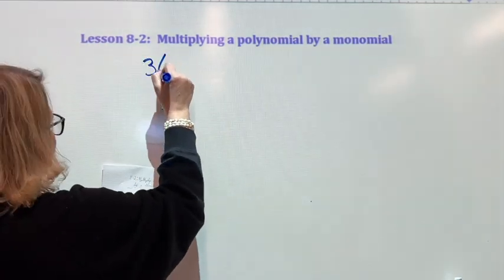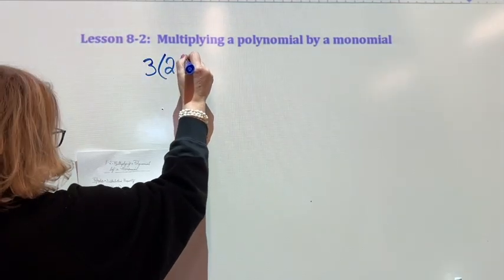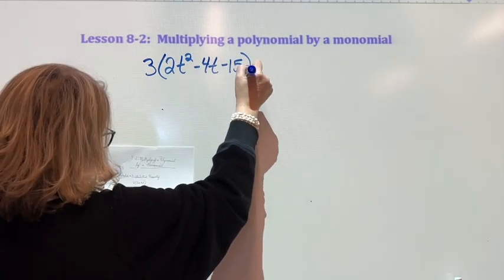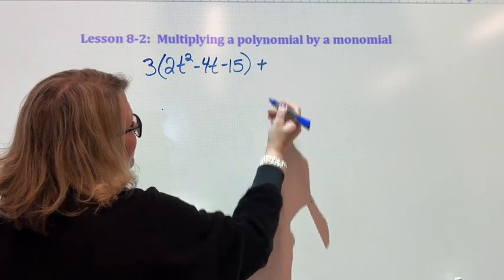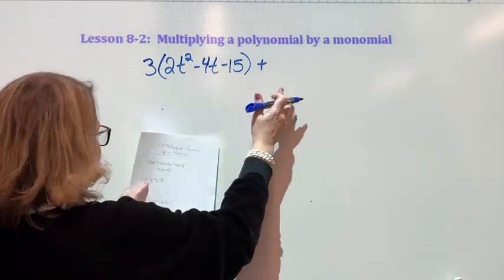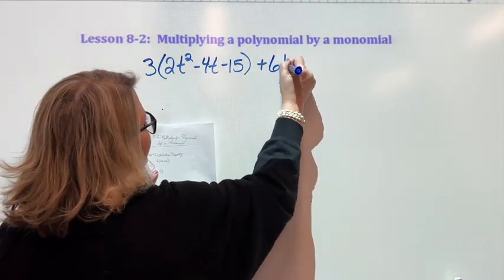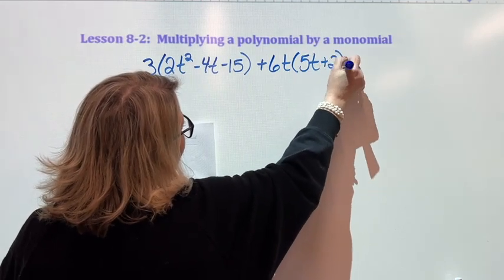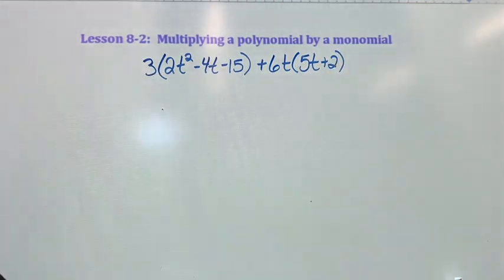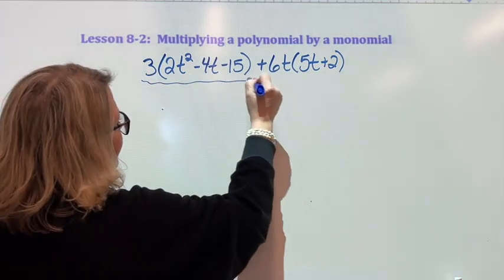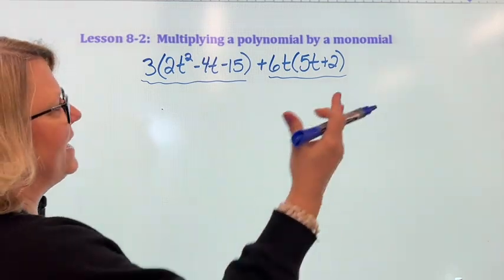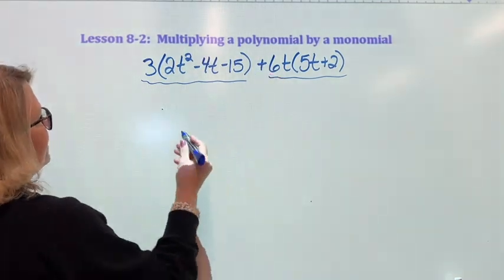So we start off with 3 times 2t squared minus 4t minus 15. But notice now I'm going to have another addition sign outside of the parentheses. And then I have 6t times 5t plus 2. Again, do the distributive property. So you see we have 2 sets. We have 1 set and then 2 sets. So do them both separately, and then you can combine them with that addition sign.